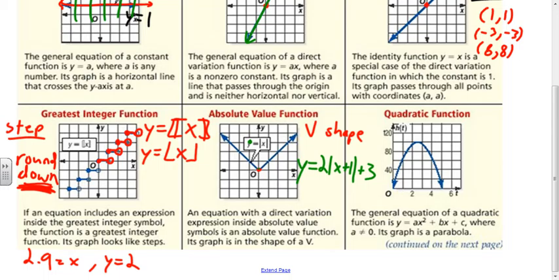So instead of going over 1 and up 1, we're going over 1 and up 2. So our absolute value graph would look something like this. Our vertex has been shifted to the left and up 3, and it's going upward faster than before.